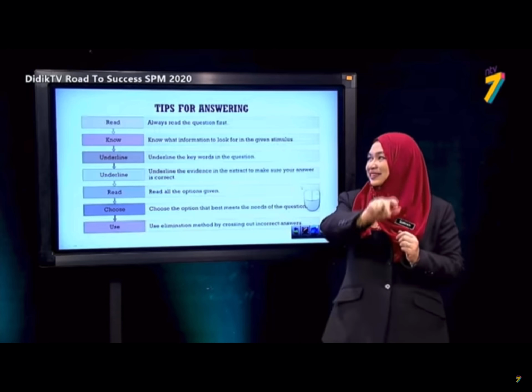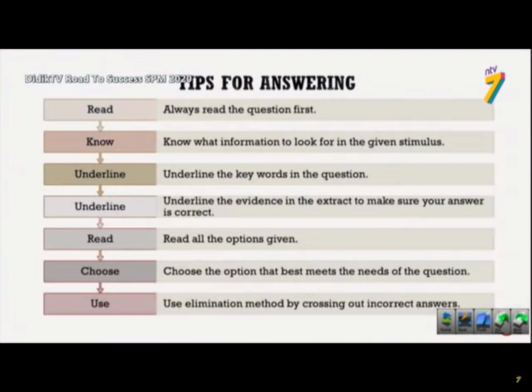So these are the tips for answering. You want to score section A, you have to do this. Number 1. Please read the question. You don't read the question, how can you answer that? So when you read, you have to analyze. When you analyze, you have to make sure what is it that you are looking for. So you need to underline the keywords.